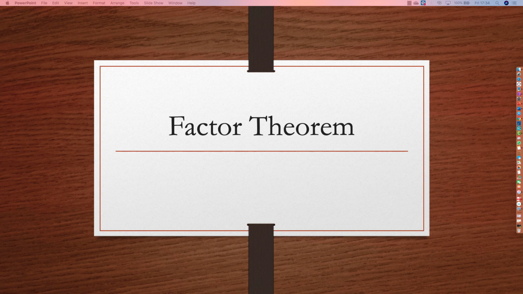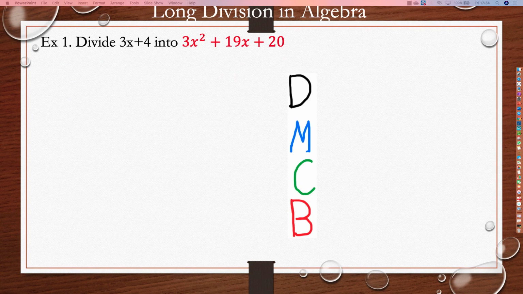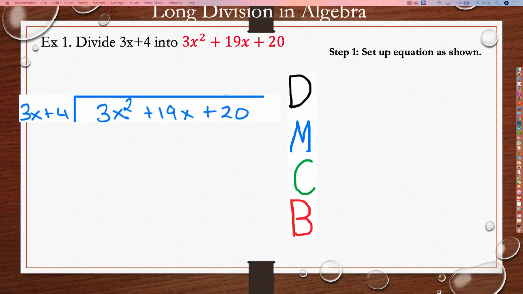So, what is the factor theorem? We're asked to divide 3x plus 4 into 3x squared plus 19x plus 20. So along with it, anyone remember last week what the DMCB stands for? C is? Change. Divide, multiply, change and bring down. So 3x plus 4 into 3x squared plus 19x plus 20.